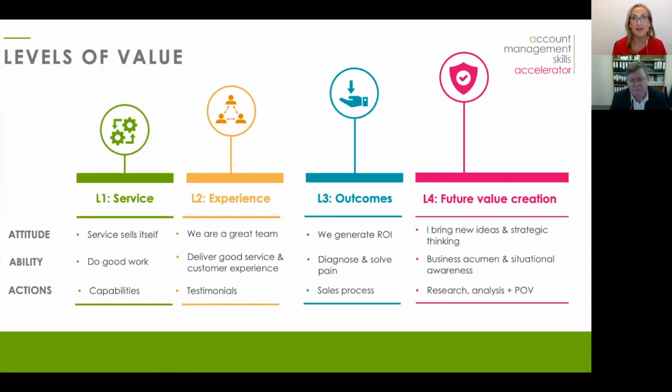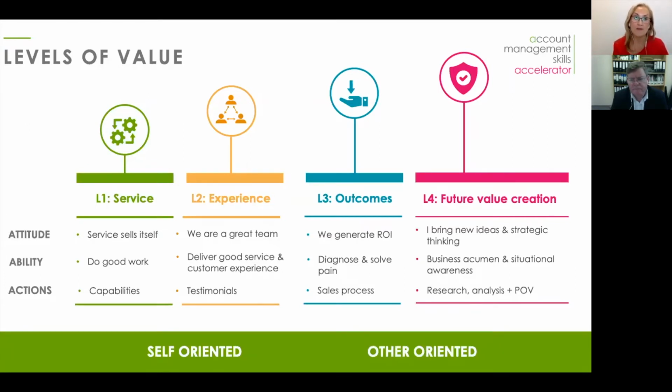Now, the actions you need to take if you are giving this level 4 value is that you will be, on an ongoing basis, researching their industry, your industry, looking at what's happening, looking at what the big trends are, analysing that data, and then going to them with your point of view. So just understanding where you are on that level, first of all, with all of the clients you're dealing with in your agency is a good starting point.